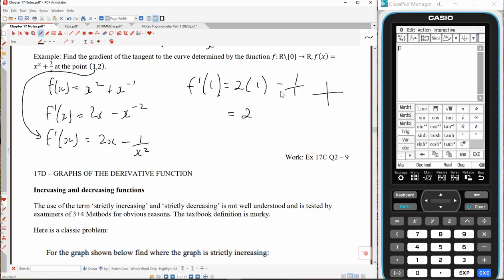2 times 1 is 2, take away 1, which is 1. Okay, therefore, the gradient of the tangent is 1 when x equals 1. That's basically saying the gradient of that line is 1 when x is equal to 1. That's a bit of a fluke on my part using GeoGebra there. I didn't know that that would come out as 1, but that was just a rough guess. But yeah, you can see how you can quickly determine or have a good look if you have a graph with you.